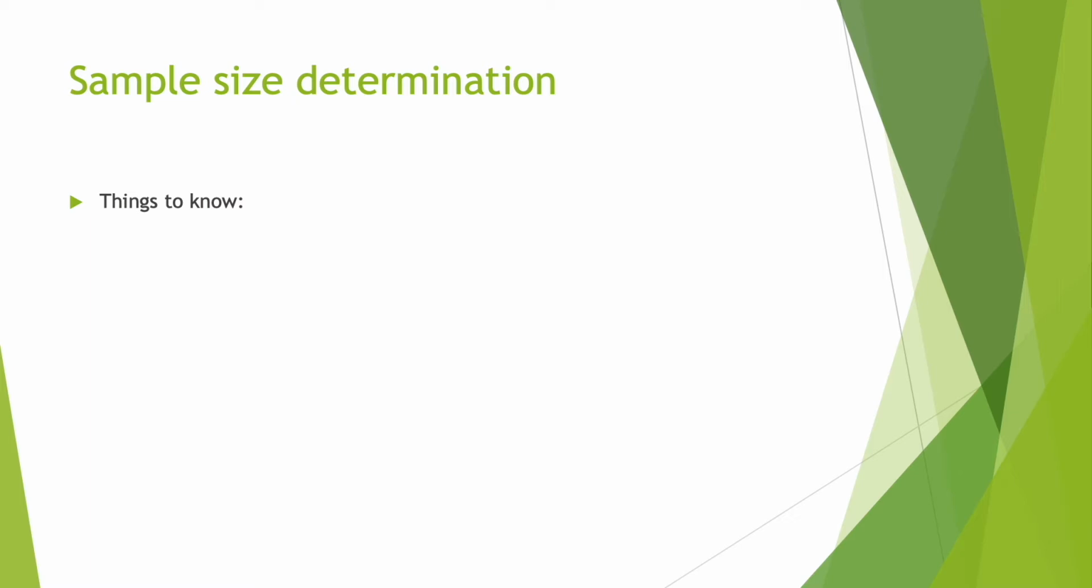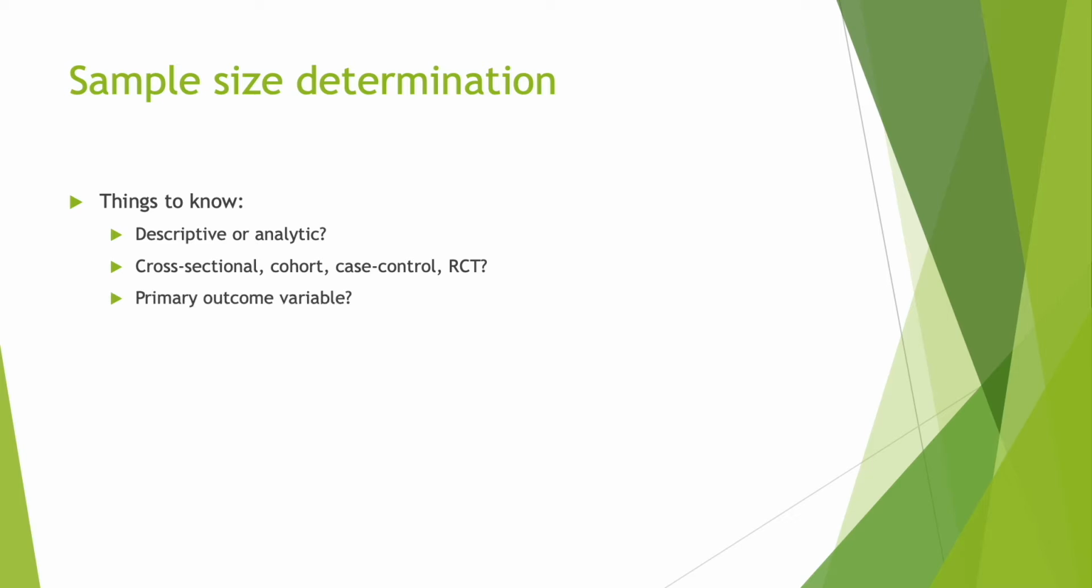Now, when you're trying to determine sample size, there are a few things that you need to know first about your study, since how you are going to compute for the sample size will depend heavily on this information. First, is your study descriptive or analytic? Does your study have a cross-sectional, cohort, case control, or randomized control design? What is your primary outcome variable, and how different do you expect this outcome to be between control and test groups? Now, this piece of information is important in estimating the effect size that I mentioned earlier.